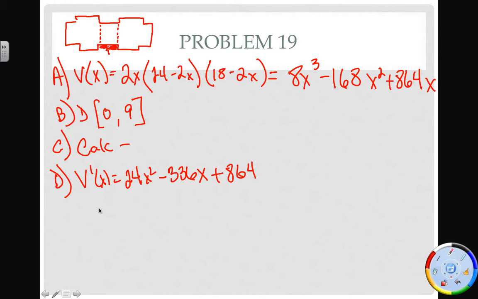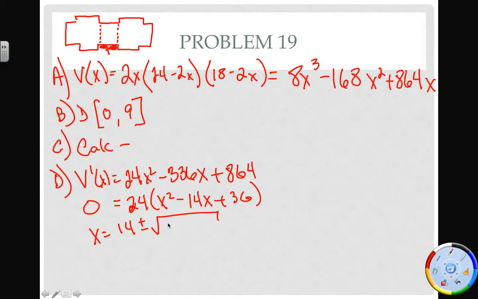Now I want to know when this thing is 0. Oh, this looks so ugly. But what's nice is this 24 can actually come out of my problem. And I want to know when this is 0, so it gets 24 times x squared minus 14x plus 36. Now, this is not a factorable problem, so I have to use the quadratic formula. So x is equal to 14 plus or minus the square root of 14 squared minus 4 times 36, all over 2 times a.